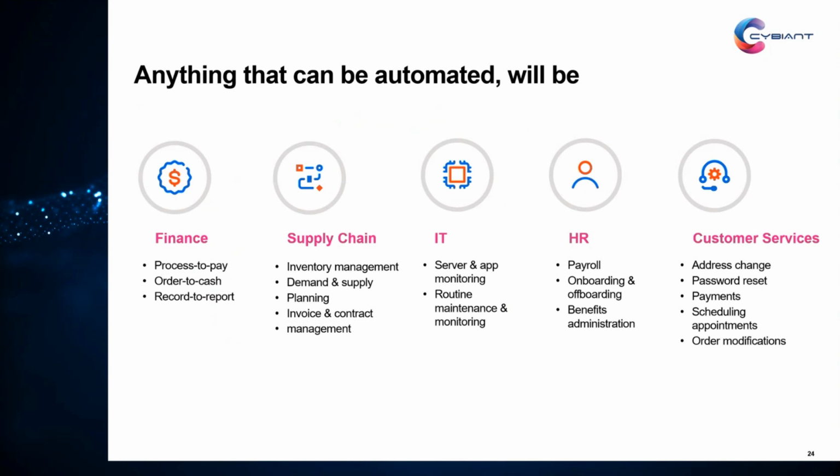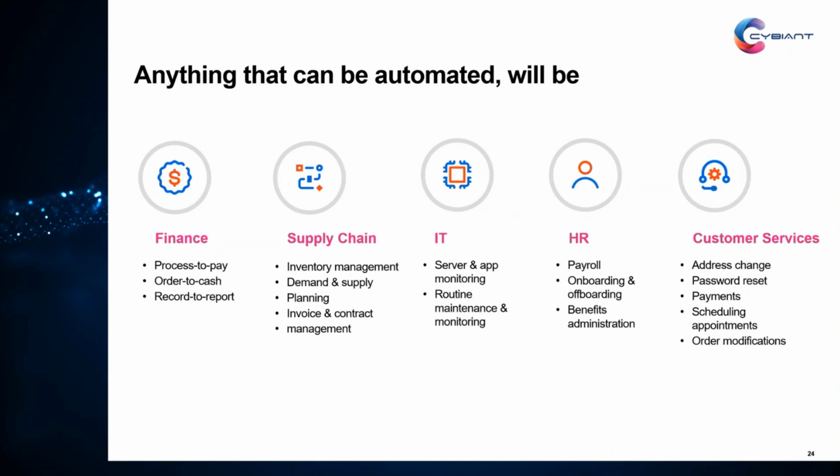These are some of the tasks we commonly know that we can automate. Here we can say anything can be automated. We are talking about finance, supply chain, IT, customer service, and HR. Each of these is something every company should have, or you at least have two or three of them, which is mandatory. But in every department, there are some processes that must be done.